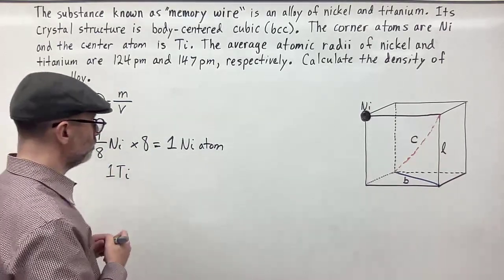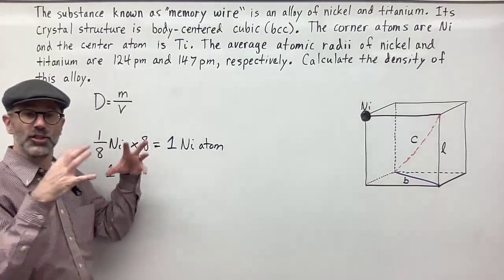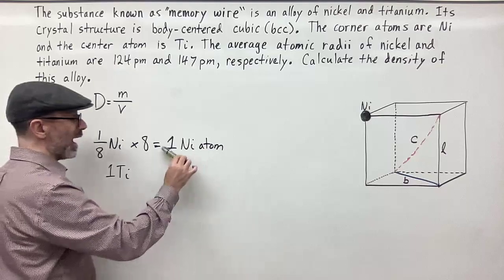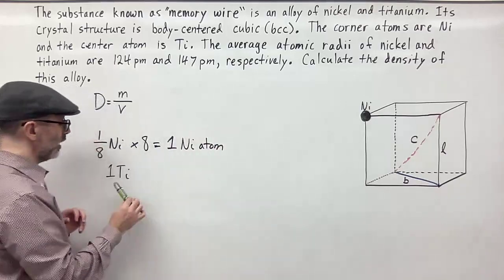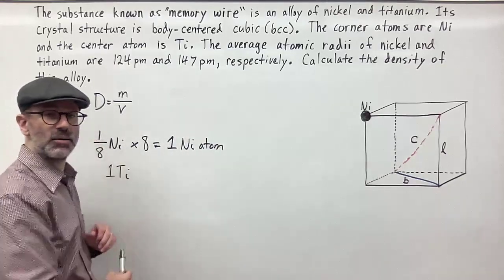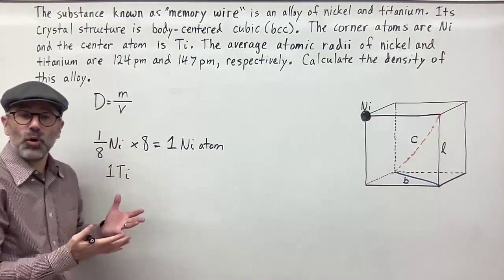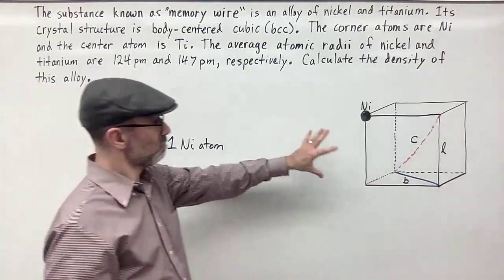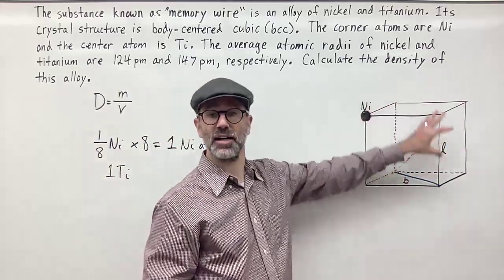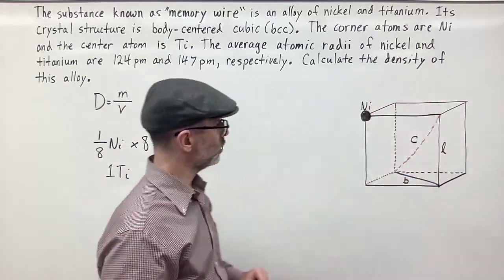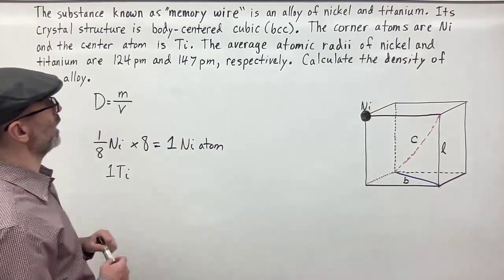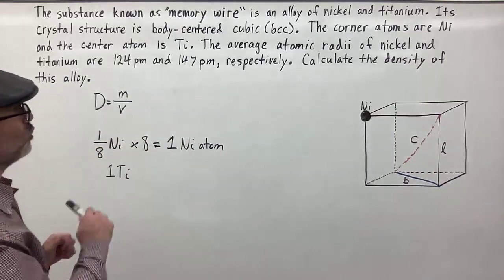atom. So that's it. All we have to figure out now is the mass per atom of nickel and the mass per atom of titanium, and we'll get the total mass that's inside this space, this volume cubic cell. Okay, so let's go ahead and do that.